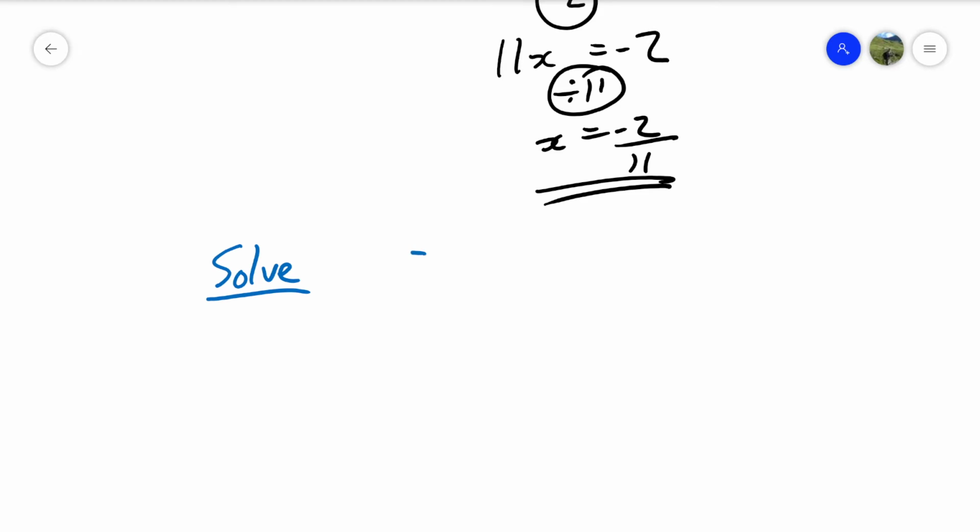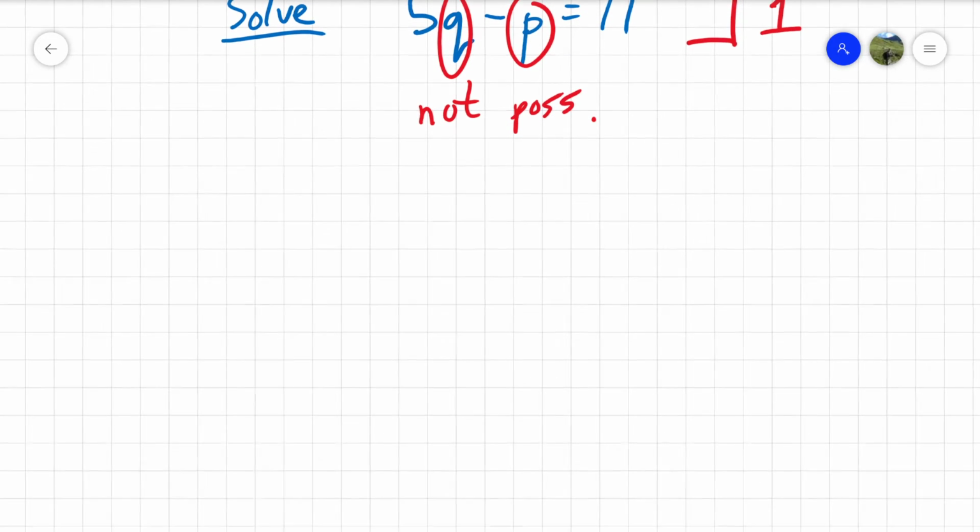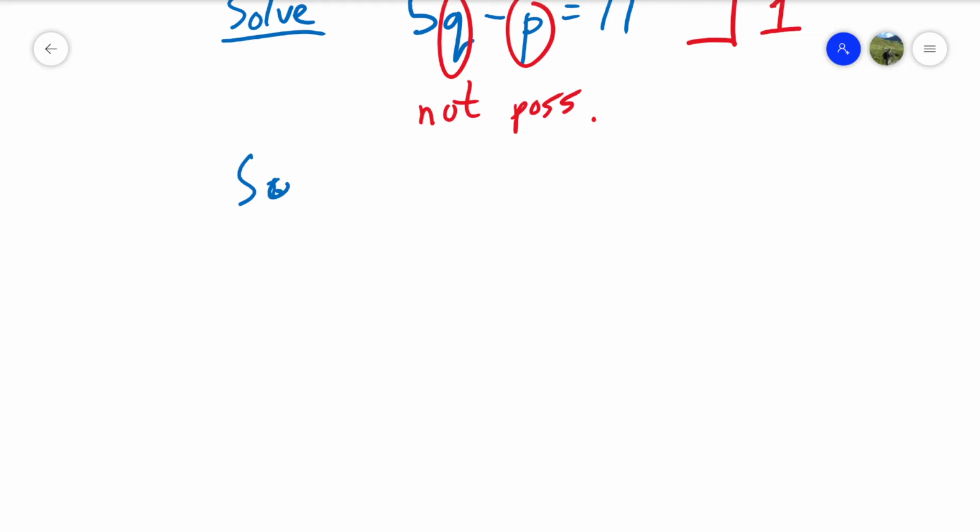Another solve question incoming. Have a go at this in your own time. And the answer is not possible. There are 2 variables and only 1 equation. Let's do the next question.